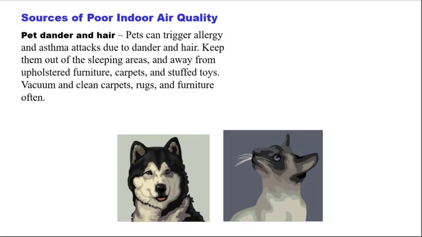Pet dander and hair. Pets can trigger allergy and asthma attacks due to dander and hair. Keep them out of the sleeping areas and away from upholstered furniture, carpets, and stuffed toys. Vacuum and clean carpets, rugs, and furniture often.